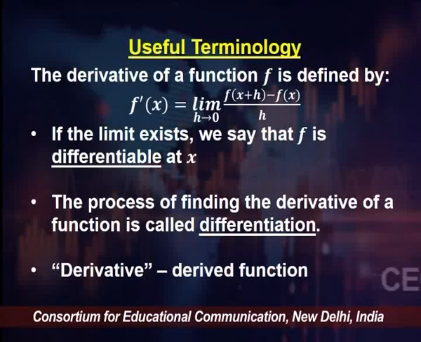So differentiation you can think of as an operation that you perform on the primitive function f, which transforms the primitive function f into this new function f prime. And this f prime is the derivative which we call the derived function, because it is derived from this operation that you perform on the primitive function f.